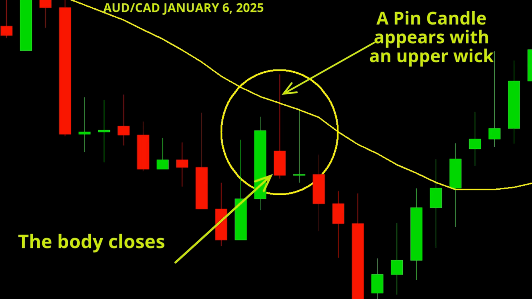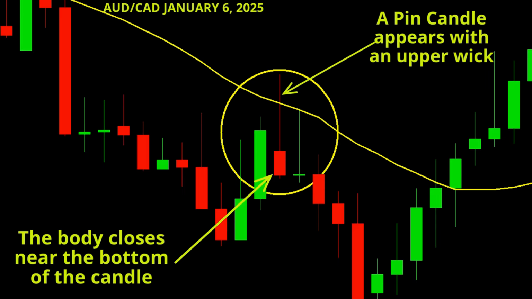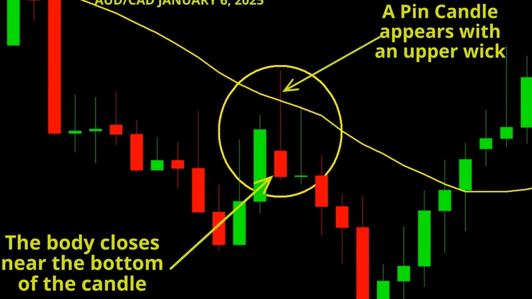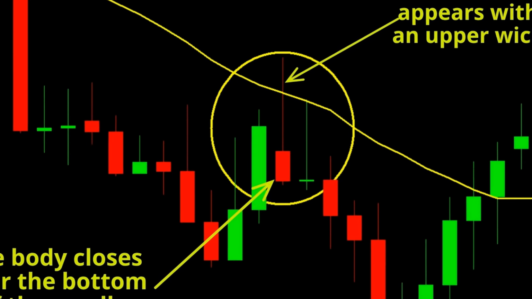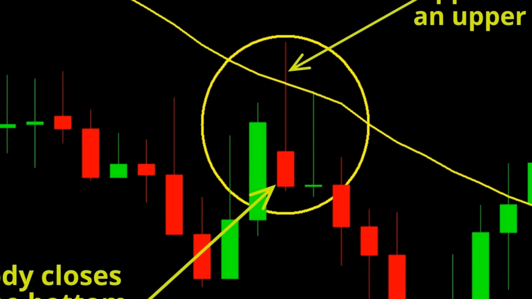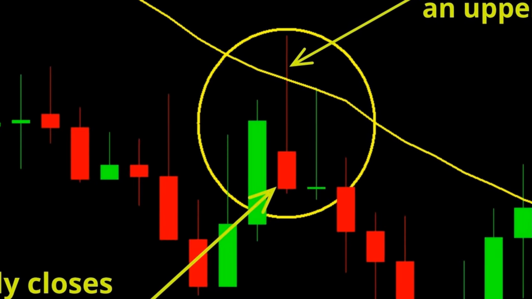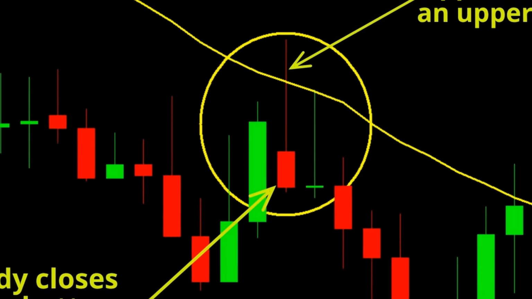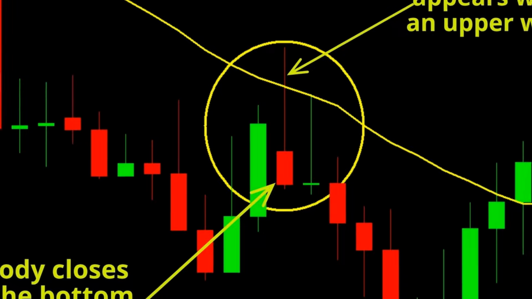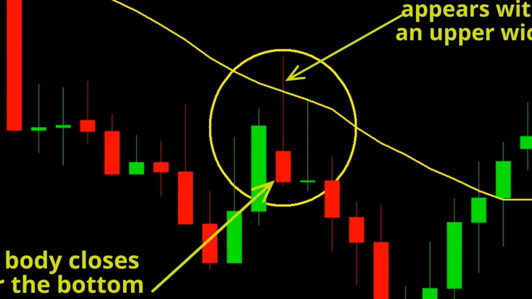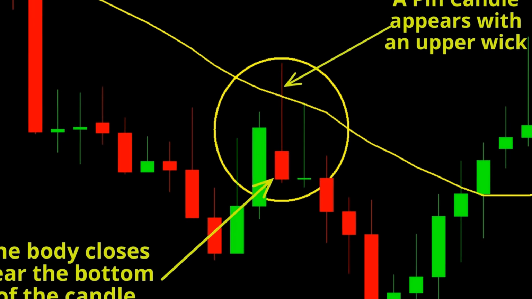At the key level, a strong pin candle forms. Notice the long upper wick, which shows that buyers tried to push the price higher, but were forcefully rejected by sellers. The body is small and closes near the bottom of the candle, signaling that the downward momentum has returned. This is the pin candle signal we need to prepare our entry.